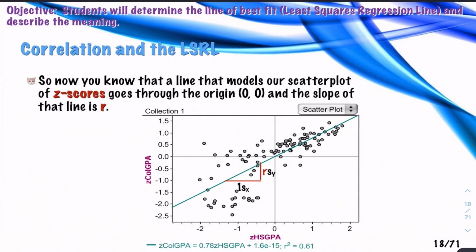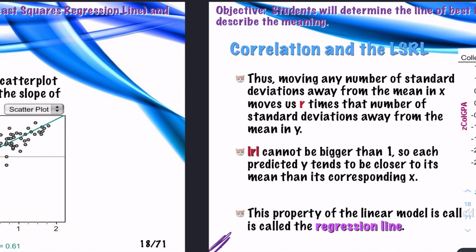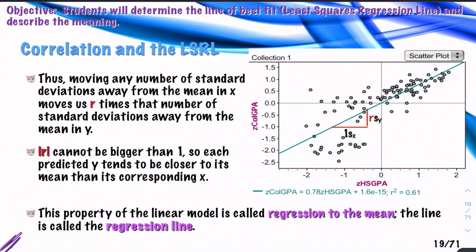Last 2 slides. Correlation and least square regression line. So now you know that a line that models our scatter plot of z-scores goes through the origin 0, 0, because that's where the mean of both of our variables is. And the slope of that line is r. Note in z-scores. So if we go back, and thus moving any number of standard deviations away from the mean in x moves us r times that number of standard deviations away from the mean in y.